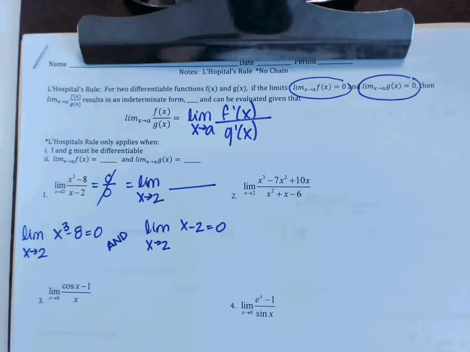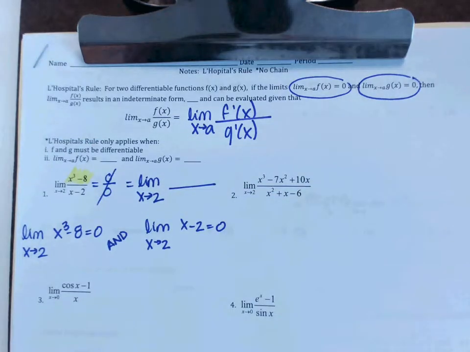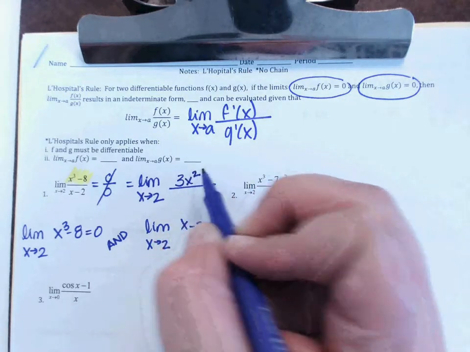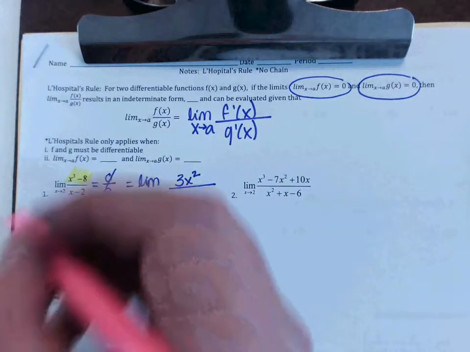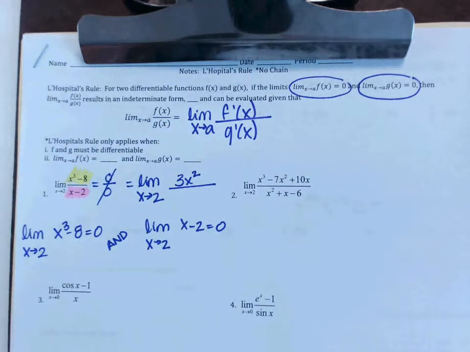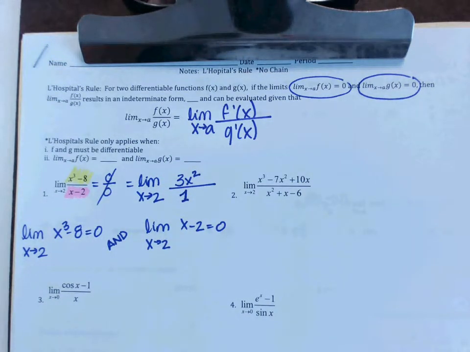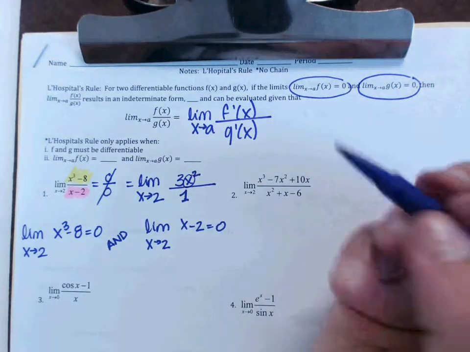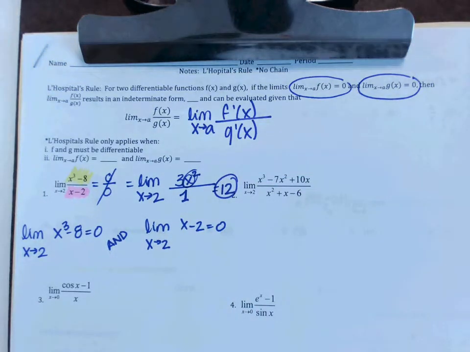So on top I have x cubed minus 8. What is the derivative of just that piece of the fraction? 3x squared. What about the 8? 0. Constant goes away. On the bottom, my function was x minus 2. What's the derivative of x minus 2? 1. Now, when I plug in, do I still get 0 on the bottom? No. So I plug in x approaching 2. Put your 2 right here. 2 squared is 4. 4 times 3 is 12. That's your answer. Okay?